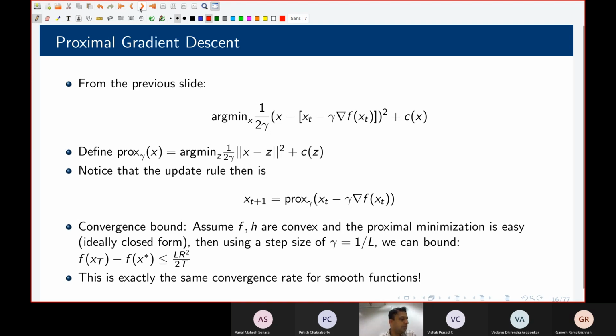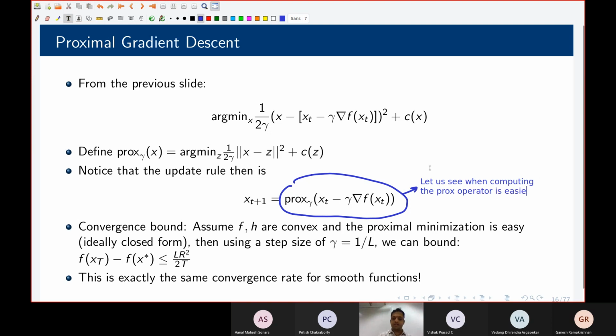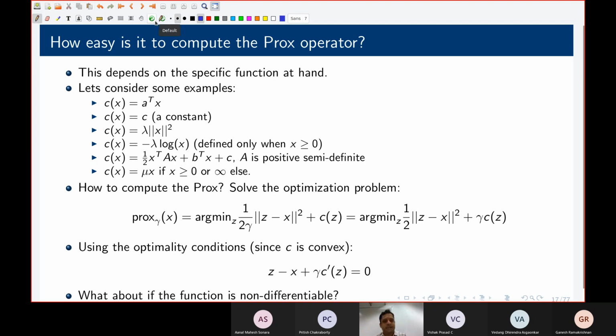Now we're going to delve a little more into how easy it is to compute the prox operator. Or rather, let us see when computing the prox operator is easy or feasible. I'll start with very simple examples, but these examples can be composed as well, because there is a calculus of prox functions, like we talked about calculus of subdifferentials, calculus of convex functions. There's also a calculus of the prox operator.